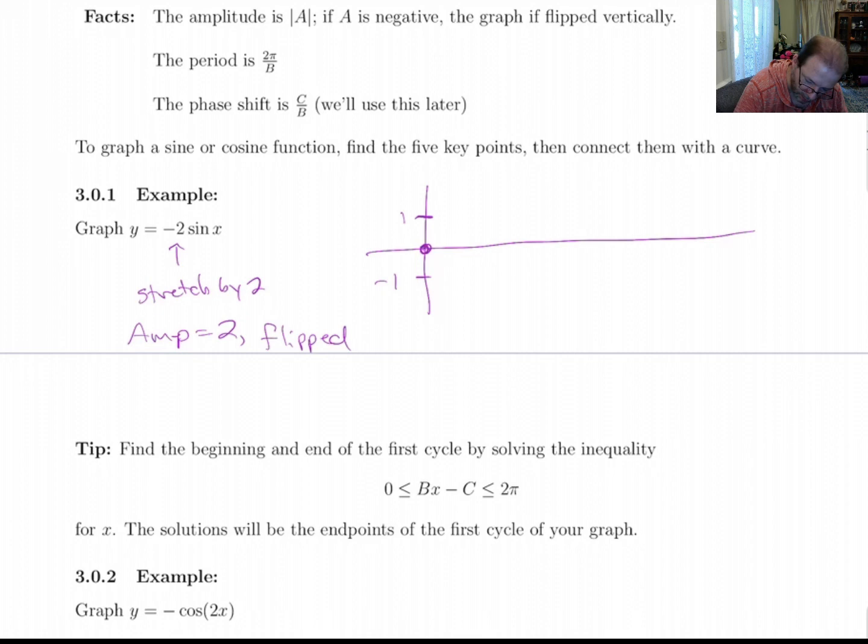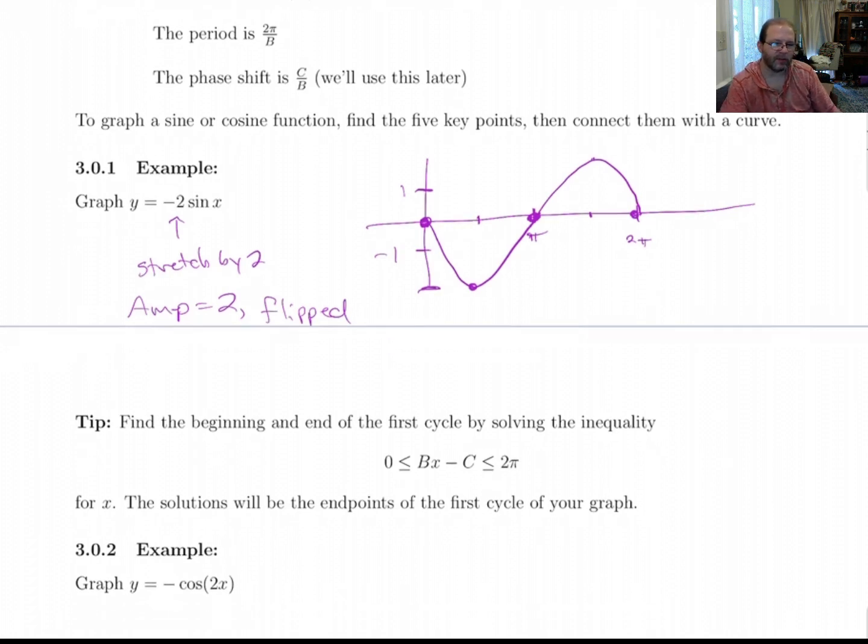So if this is pi and this is 2 pi out here, it's still going to start, end, and in the middle be here. But at this quarter point, it's stretched down to -2. And at this quarter point here, it's stretched up to +2. All right, we'll do more examples of this in the next video.